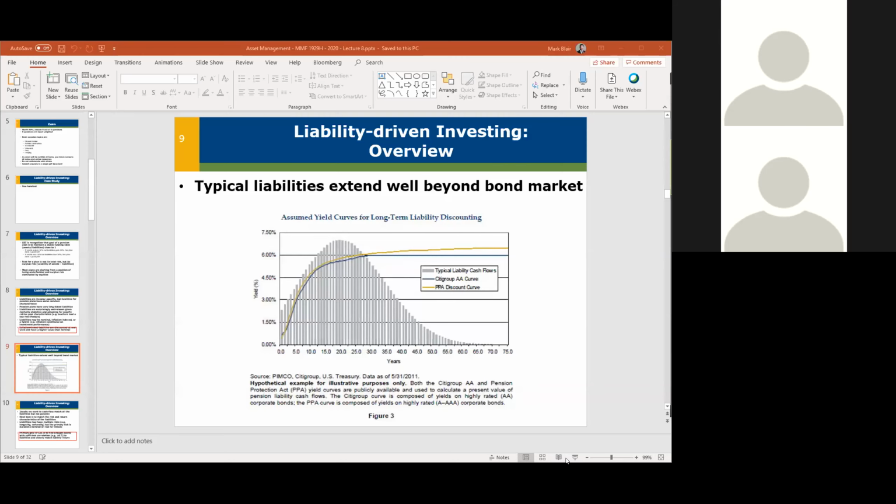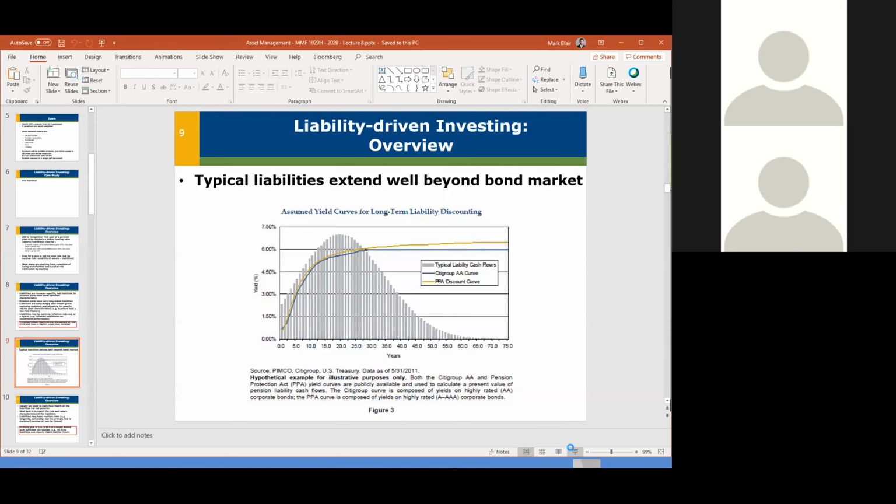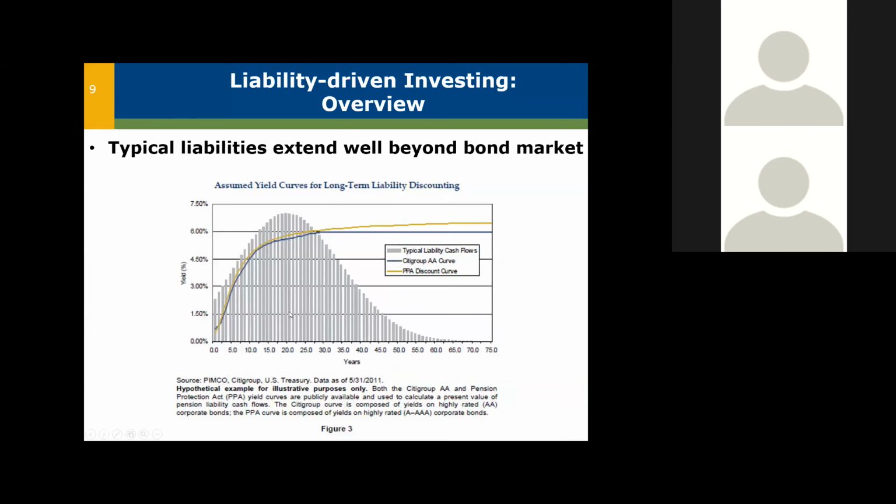So what I was talking about was how there's not enough bonds with long maturities.